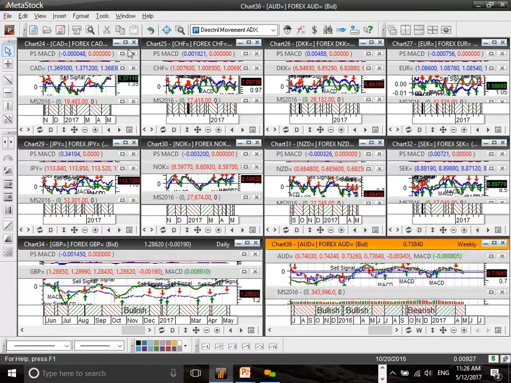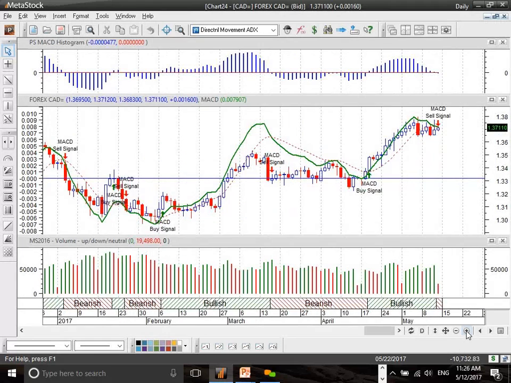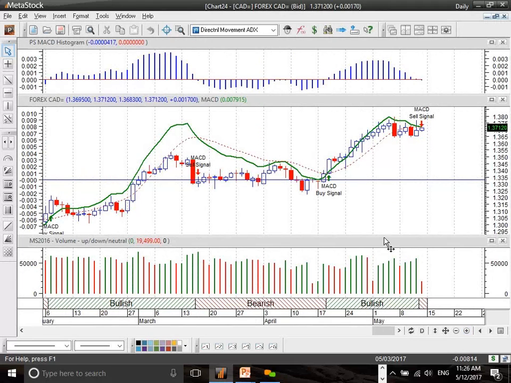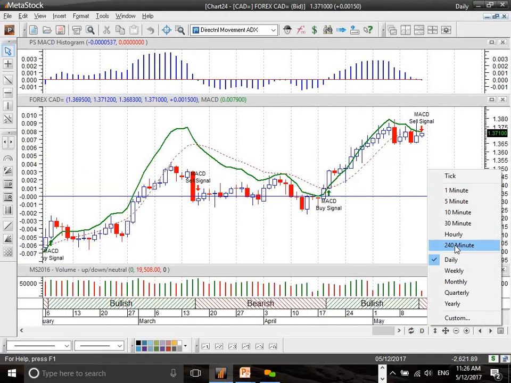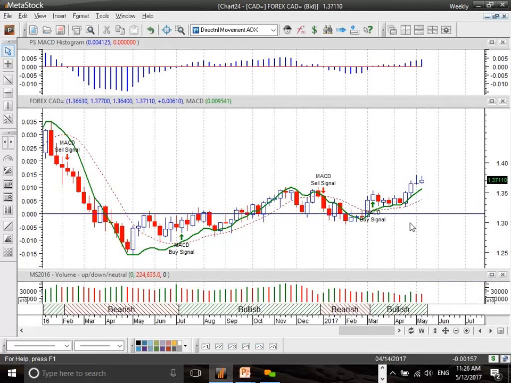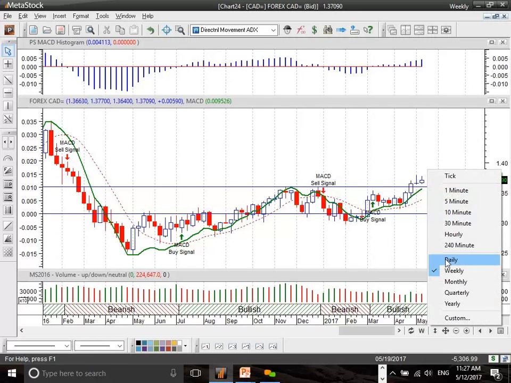Okay. If we go to the CAD, very interesting. We've just had a MACD sell signal on the CAD on a daily chart. So it looks like we're going down there. On the weekly, we're at a major upside resistance zone. These highs here, it's like a resistance zone. It's tried to break past that. So we've had a MACD buy on a weekly basis. We are at a key resistance area.